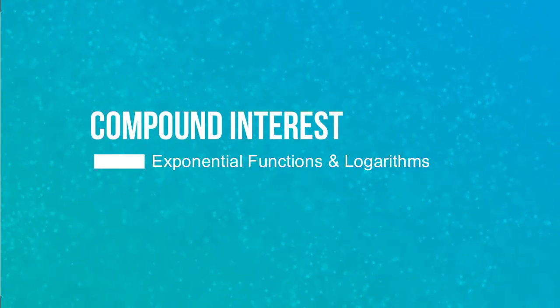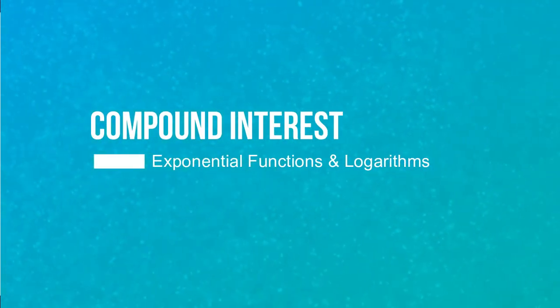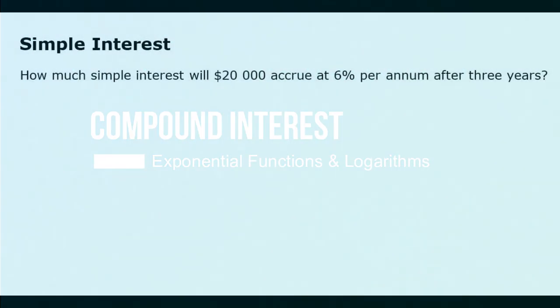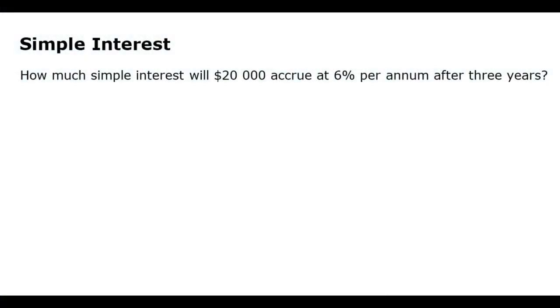Okay, in this video we're going to look at some financial mathematics, namely simple interest, and I think more importantly compound interest. So simple interest, we'll just gain an understanding of that with a pretty simple example here. We're being asked how much simple interest $20,000 will accrue at 6% per annum after 3 years. So accrue is just a fancy word for earn.